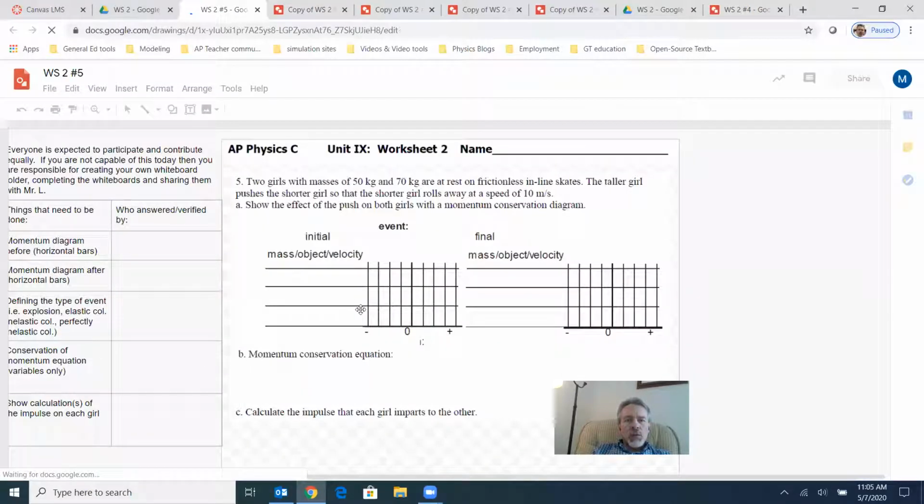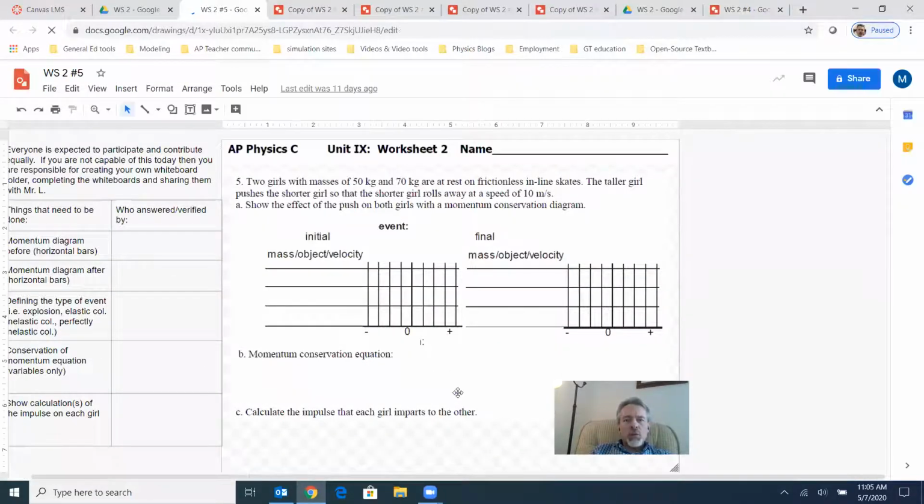Number 5, we have two girls that are facing one another on skates. They have their hands together like this and they're just sitting there, and then they push off one another, okay? Part B says write the conservation of momentum equation. Part C says find the impulse.